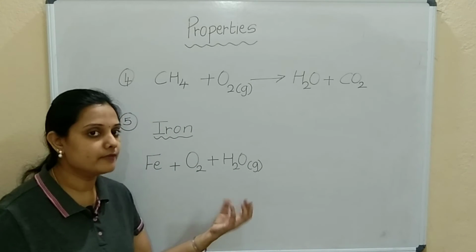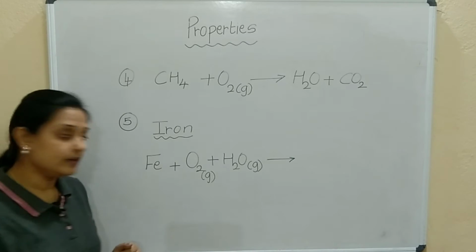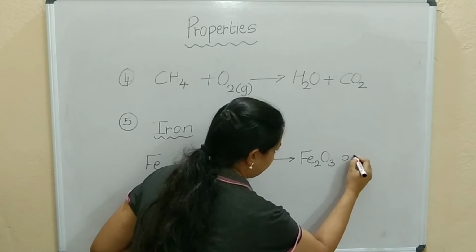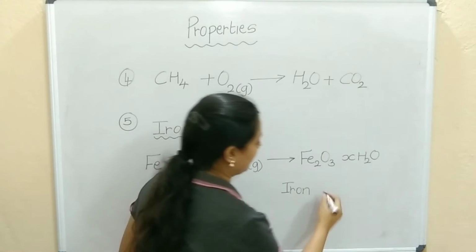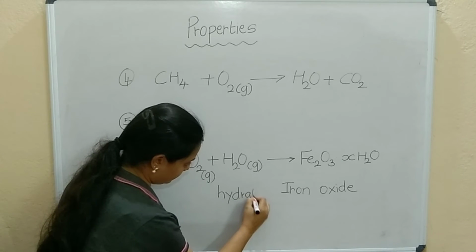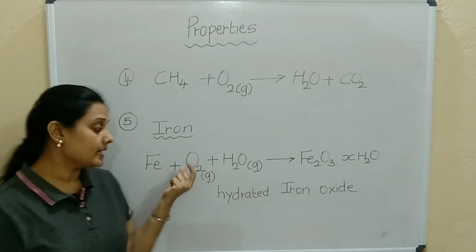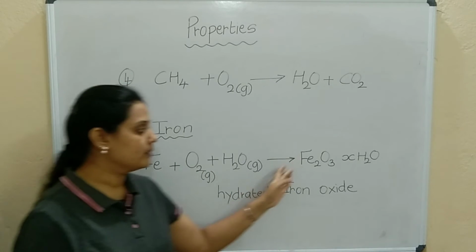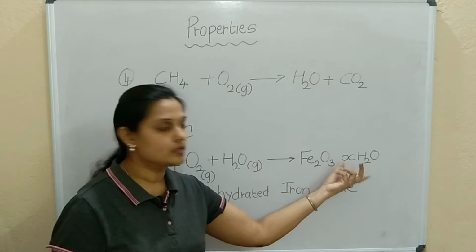Why I have written G? Because it is a vapor, right? Moisture present in the air and it will form Fe2O3 x molecules of water, that is iron oxide. You can also write it as hydrated iron oxide because it is hydrated in the form of water. Correct? So iron, it is attacked by the oxygen and moisture present in the atmosphere and it forms Fe2O3, that is iron oxide, and some molecules of water will be attached.